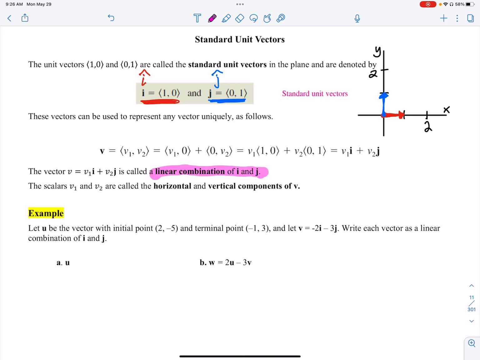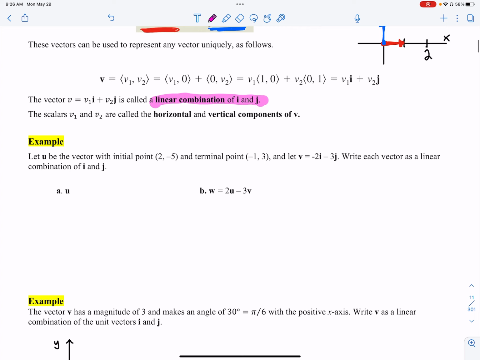So let's do an example of this. Let u be the vector with initial point and terminal point given, and v be that vector. Write each vector as a linear combination of i and j. Okay, so A is u. They gave me P and Q, you can call them whatever you want. But u is going to be the difference between those two. So -1 minus 2, 3 minus -5. Be careful with that. So u is -3, and that is going to be an 8. Almost got me. This is the component form of that.